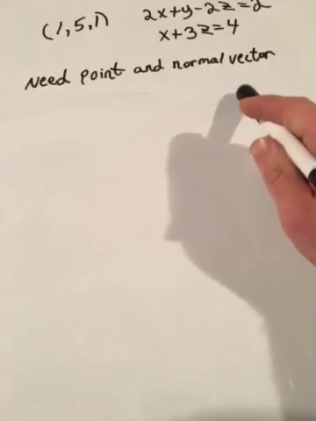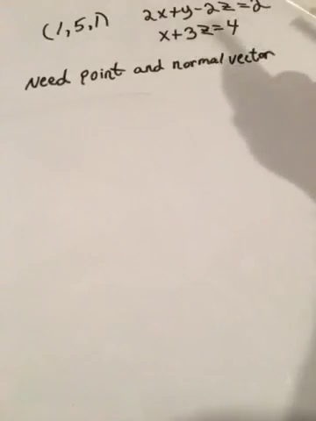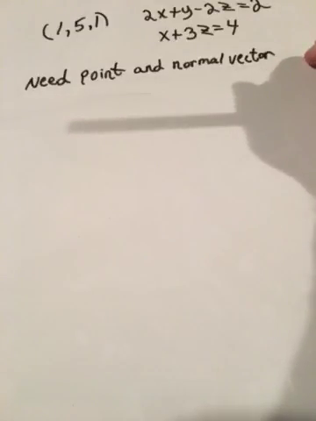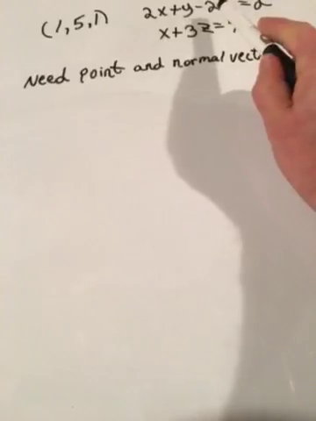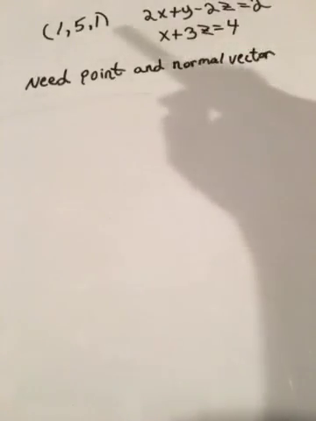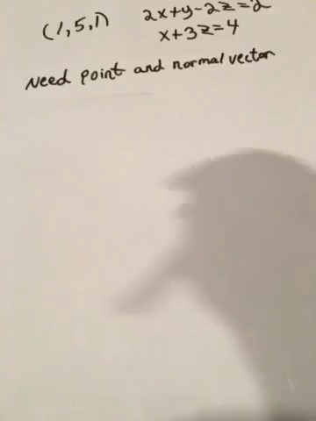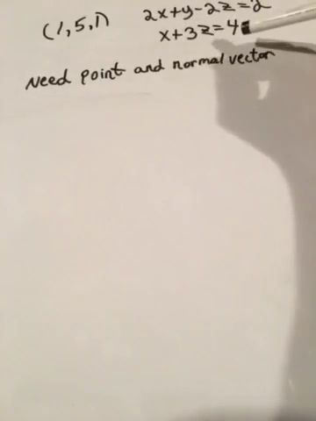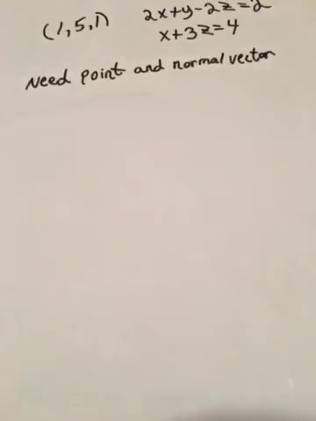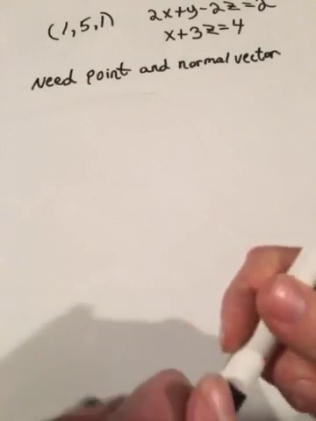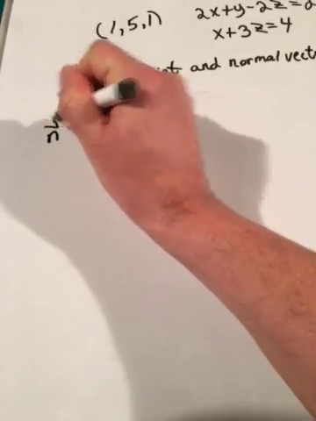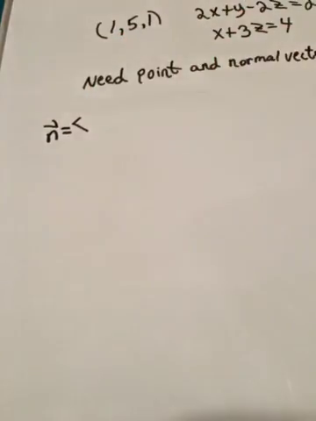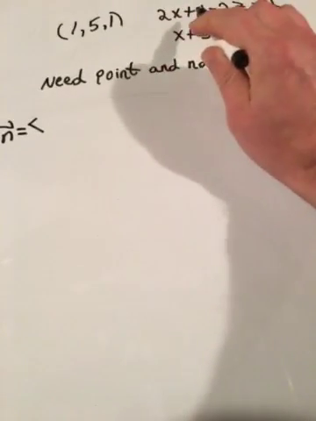A normal vector means a vector which is perpendicular to the plane. If we take the cross product of just the coefficients of these two equations, we get a vector which is perpendicular to both of these, and then also to the plane we want. So all we have to do is take this normal vector, you can call it n vector, which equals the cross product of the coefficients here. So just 2, 1, negative 2.